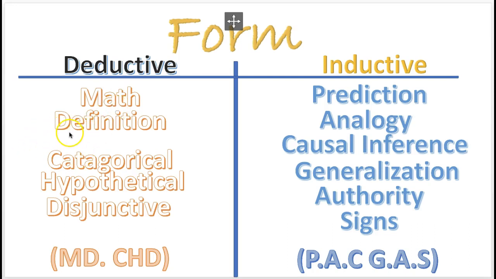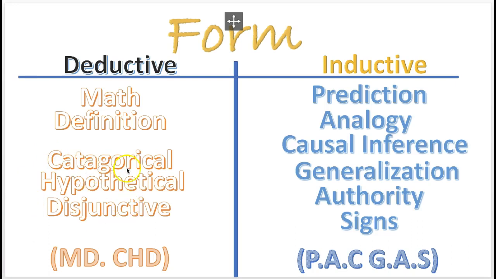Similarly, an argument where the conclusion follows from a definition is also deductive. For example, John's illness is fatal. Therefore, John's illness is deadly. So the argument would be based upon the definition of fatal.